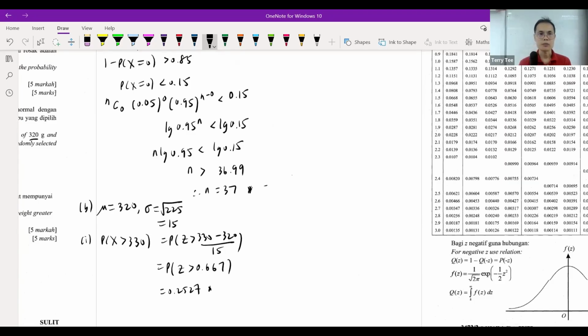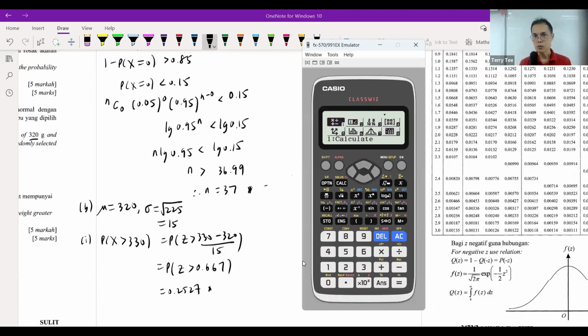Now, you can also use your calculator. When you use your calculator, we press menu, go to 7 again, go to number 2, normal CD. But you need to set your lower limit. This is upper tail, so in this case, we start from 0.667. That's your lower. Then go to upper tail. Upper tail means you go all the way to infinity. Infinity, normally you put 999. There you go.